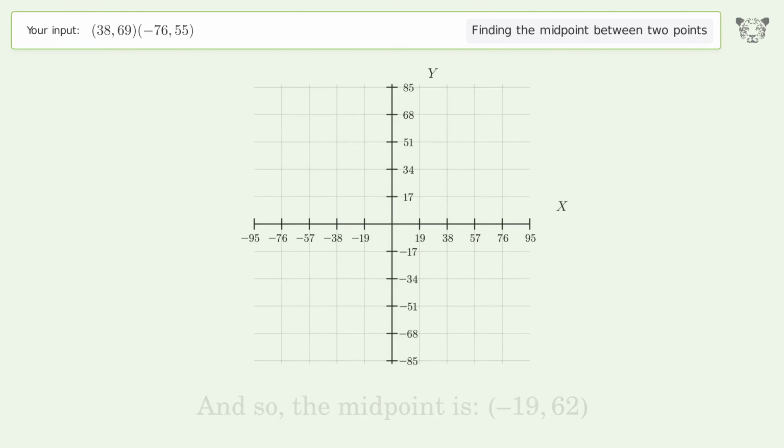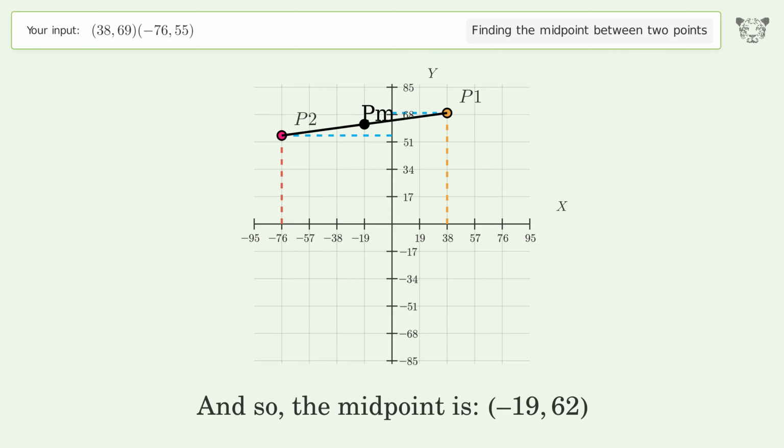And so, the midpoint is negative 19, 62.